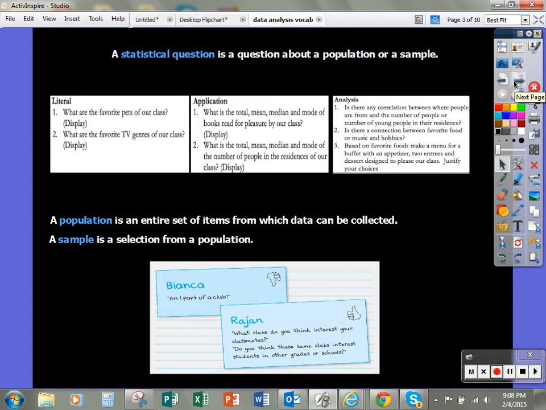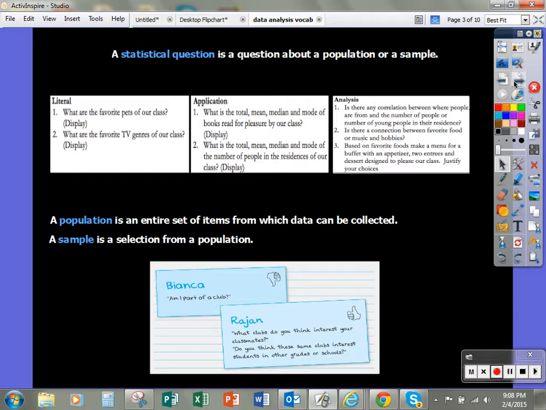What is a statistical question? It's actually just a question about a population or a sample. Here are some examples that I found for you. A population is an entire group, while a sample is just a part of an entire group.